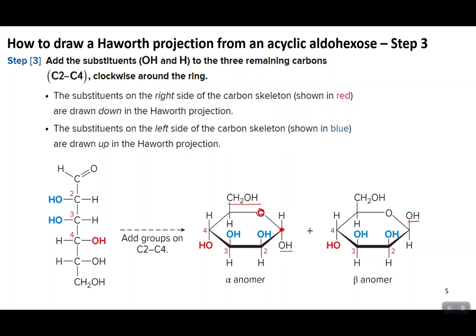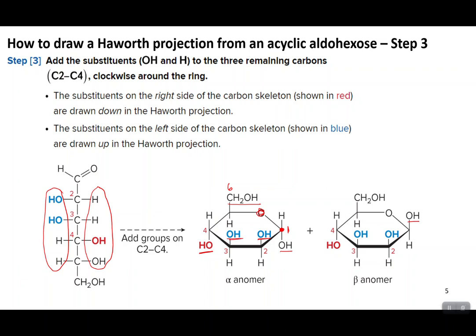So now we are looking at carbon number 2. So remember, this was carbon 1, this was carbon 6. So now we're looking at carbon number 2. The rule here is that the OH groups that are on the right-hand side of your structure are going to go below the ring, as shown here. Those that appear on the left-hand side of your Fischer projection structure, those are going to go above the ring, as shown here in blue.